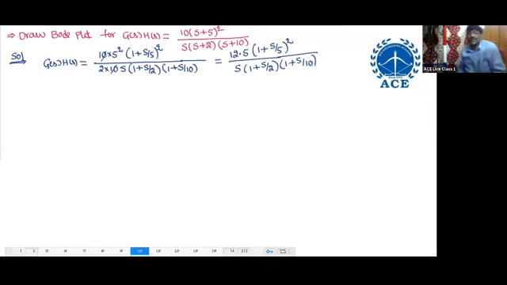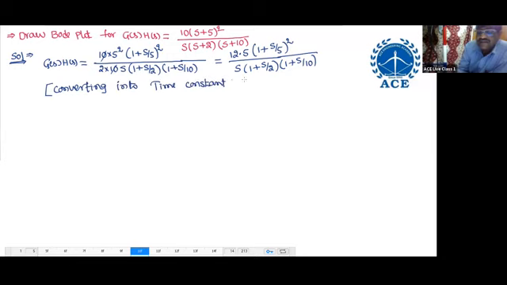First step, you have to convert into time constant form. You have to check whether the given transfer function is in time constant form or not. If it is not, you have to convert into time constant form.